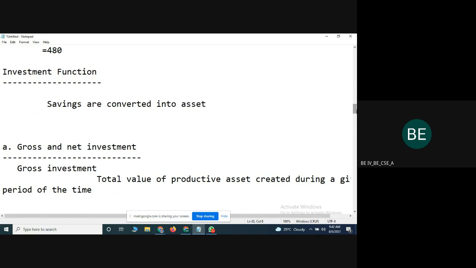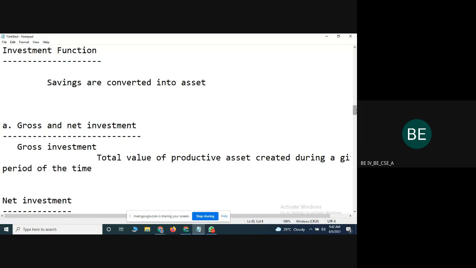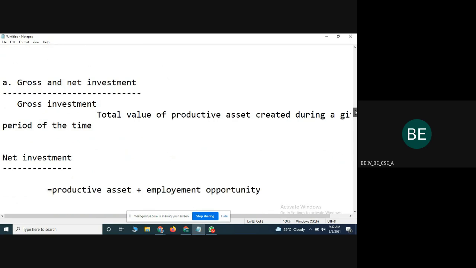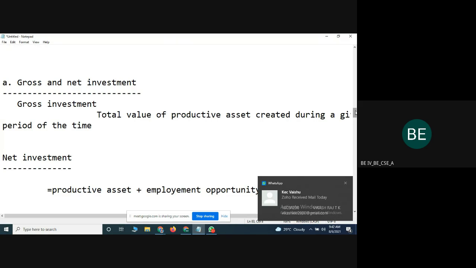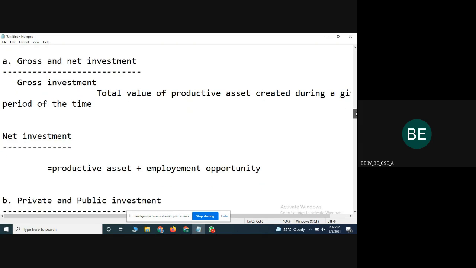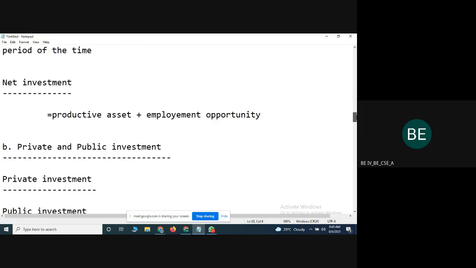After that, we saw what the investment function is. The investment function is savings converted into assets. In the real world, different types of investment exist. The first is gross investment and net investment. Gross investment means the total value of productive assets created during a given period of time. Net investment means the productive assets plus employment opportunities, the entire thing we call net investment.